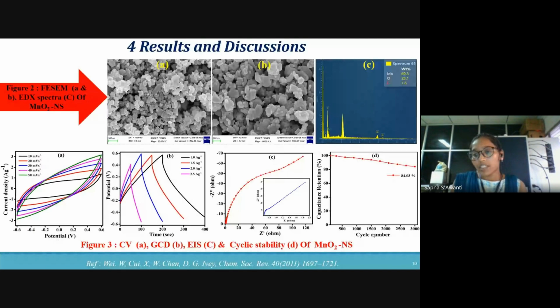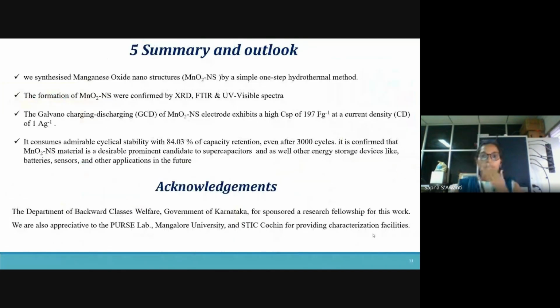And here is the summary and outlook. We synthesized the MnO2 nanostructure by a simple one-step hydrothermal method, and the formation of the MnO2 nanostructure was confirmed by XRD, FTIR, and UV-visible. The galvanostatic charge discharge of the MnO2 nanostructure electrode exhibits a high specific capacitance of 197 farad per gram at a current density of 1 ampere per gram.